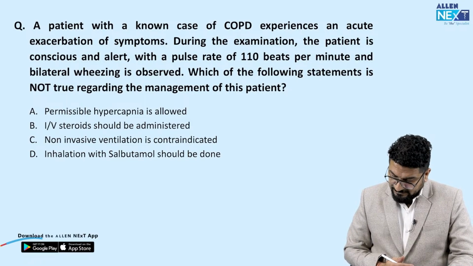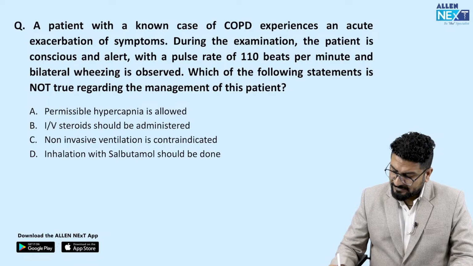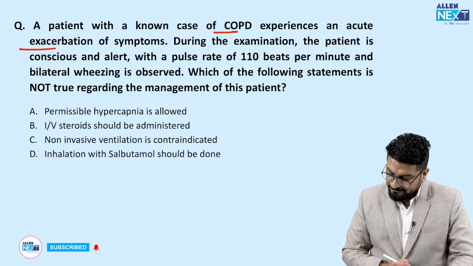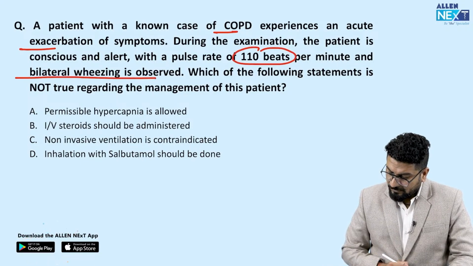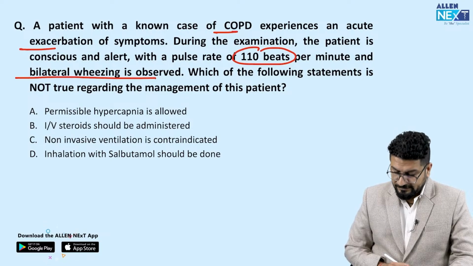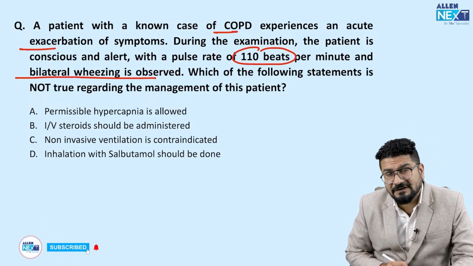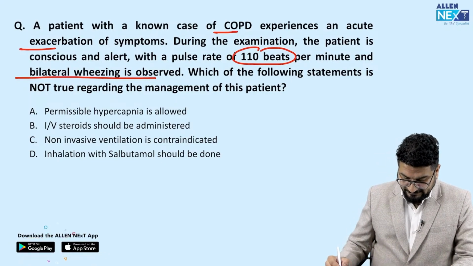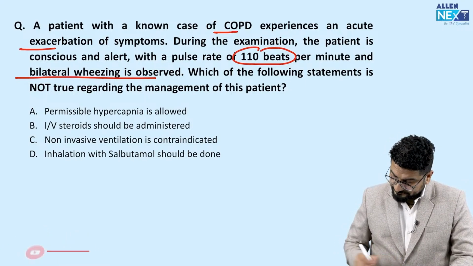Okay, then we have a patient with a known case of COPD experiencing an acute exacerbation of symptoms. During examination, the patient is conscious and alert with a pulse rate of 110. Bilateral wheezing is observed. Which following statement is not true? So I can say this is a case of asthma with impending respiratory failure. Very, very important. Whenever you see a case of asthma with impending respiratory failure, what should we do? Not true, they are asking.